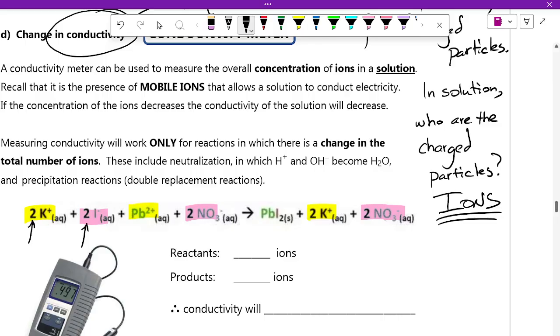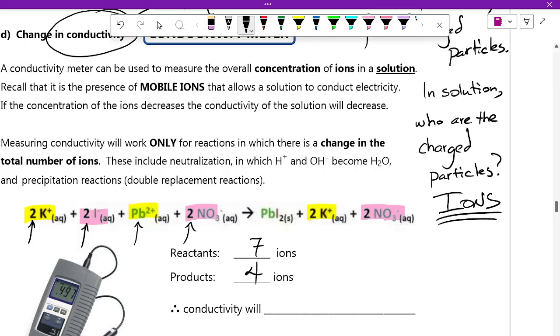2 plus 2 is 4, plus 1 is 5, plus 2 is 7. Are we good with that? So there are 7 ions in the reactants. And then how many ions in the products? 4.